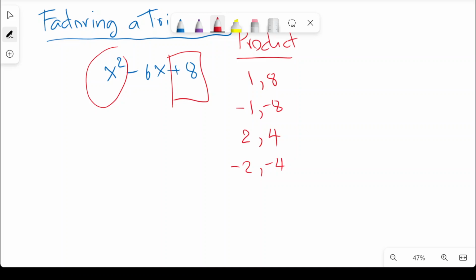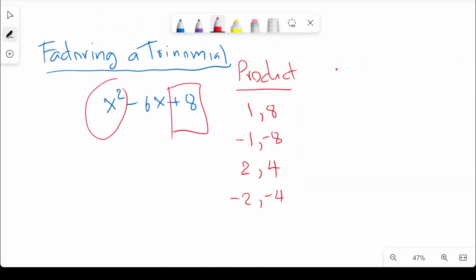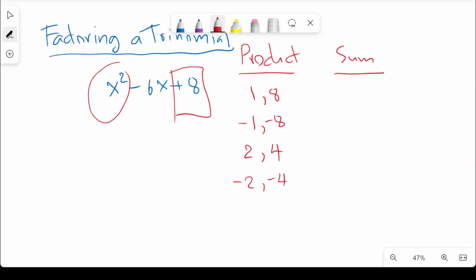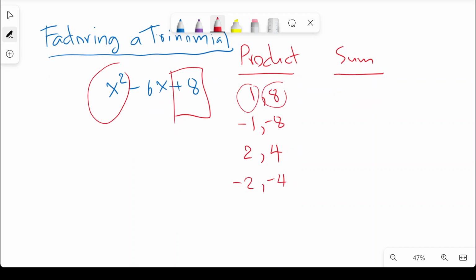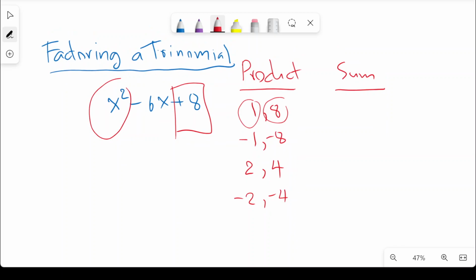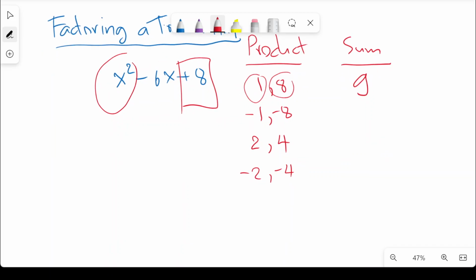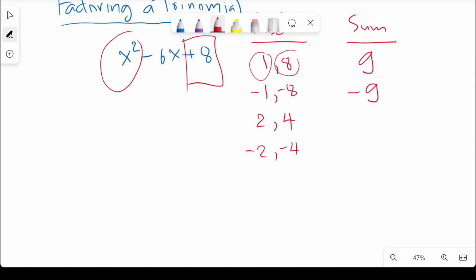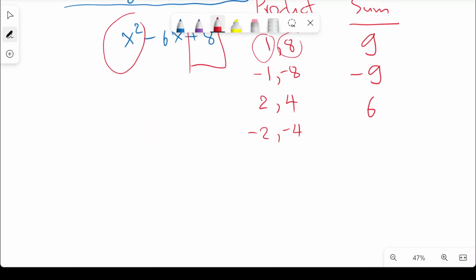Okay, and next I'm going to write the second column. I call it sum. For the sum column, what do I do? I add the two numbers whose product is plus 8 that we listed in the first column, right? So the first one would be 1 plus 8, which is 9, and the second one would be negative 1 plus negative 8, which is negative 9. 2 plus 4 is 6, right? And negative 2 plus negative 4 is negative 6, right?